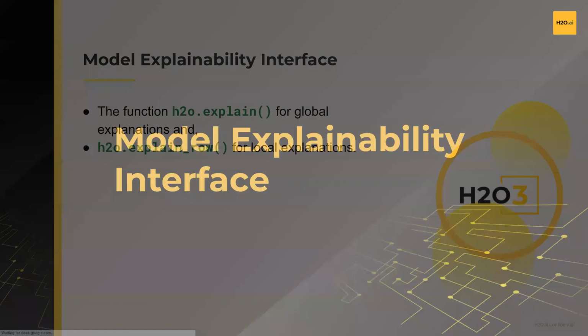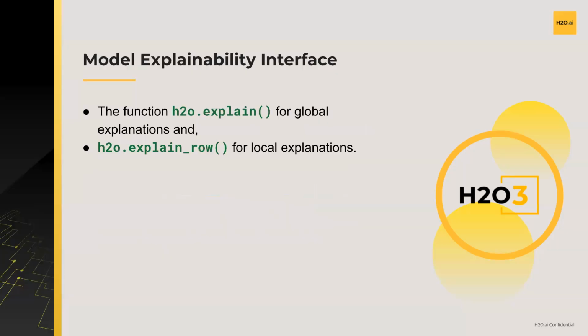So I've been talking about this model explainability interface a lot. What this interface is actually, it's a simple function called H2O.explain. You'll import H2O, and then you can just call H2O.explain in case you want global explanations from your model. And in case you want local explanations, you can just write H2O.explain_row.